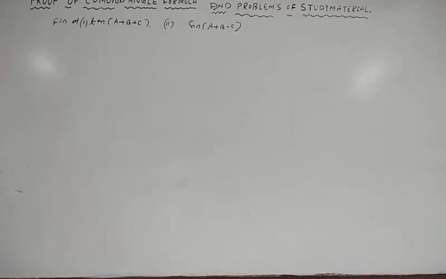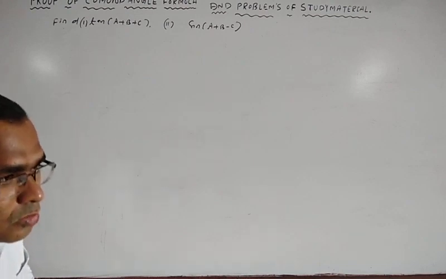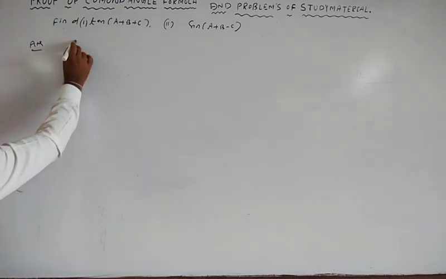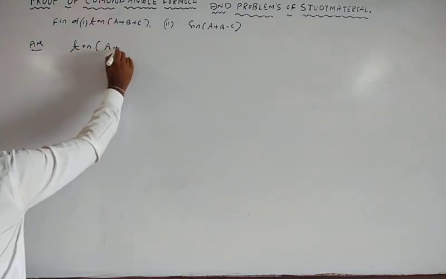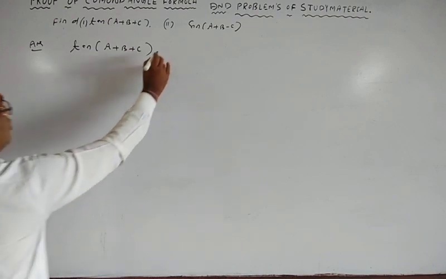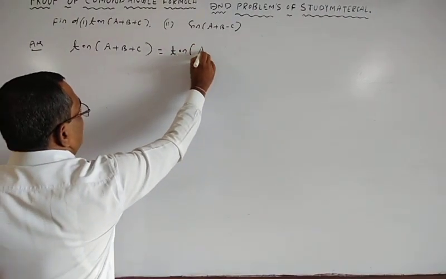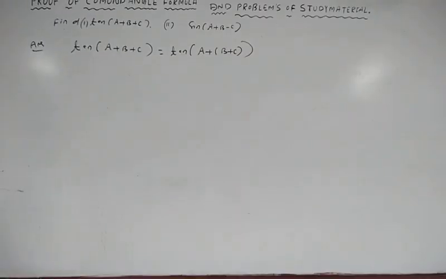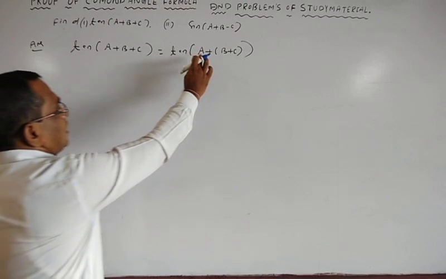So find the value of number 1, tan of a plus b plus c, and number 2, sin of a plus b minus c. Okay, after these two problems we will do the study material problems. So how to find tan of a plus b plus c? We know tan of a plus b. So tan of a plus b plus c is equal to, we write in this way, tan of a plus of b plus c, taking b plus c as one thing, and use the formula tan of a plus b.